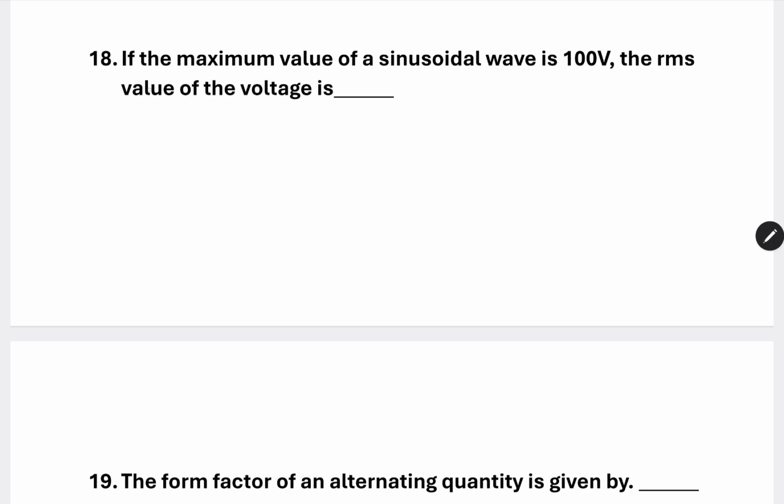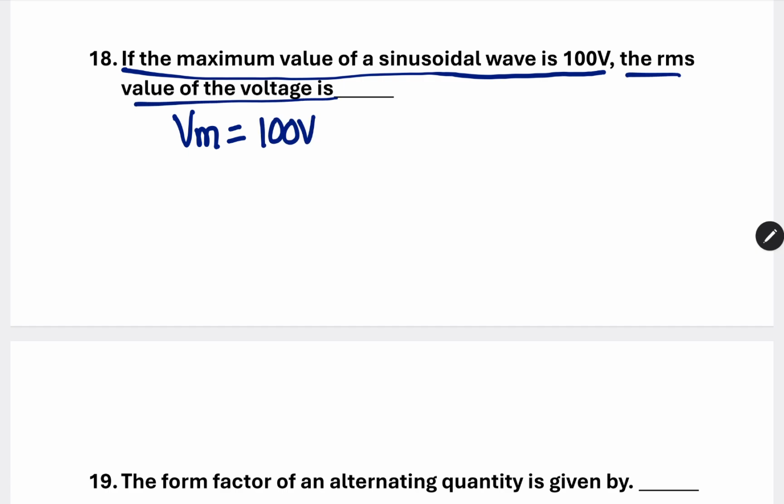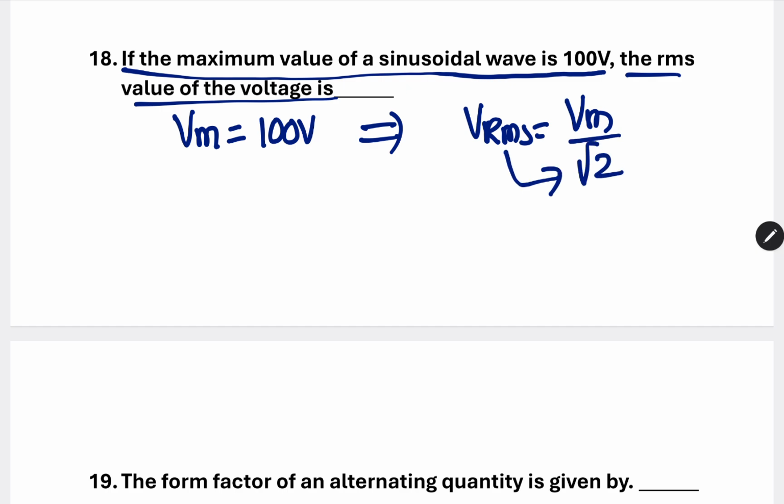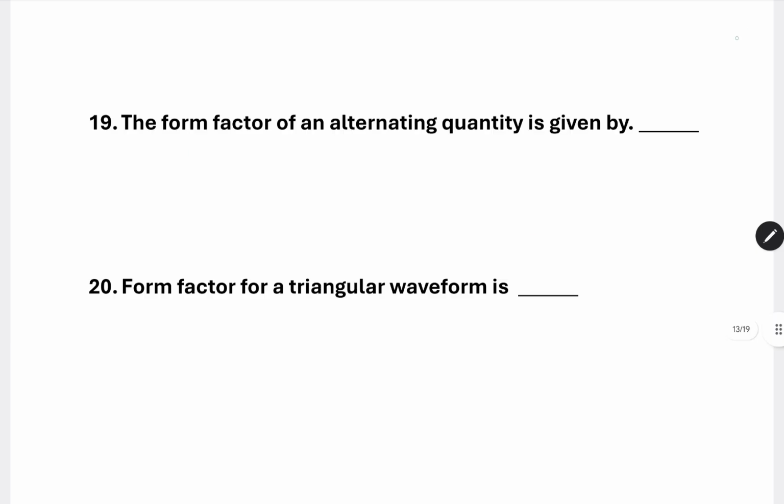Next question. If the maximum value of a sinusoidal wave is 100 volts, the peak or maximum value is 100 volts, then what is the RMS value of the voltage? The formula is Vrms equal to Vm divided by root 2. This formula for RMS is only in case of the sinusoidal wave. That is 100 by root 2, which becomes approximately 70.7 volts.